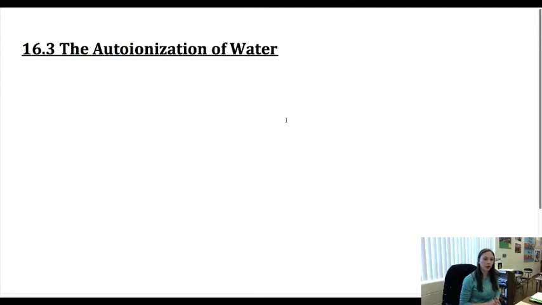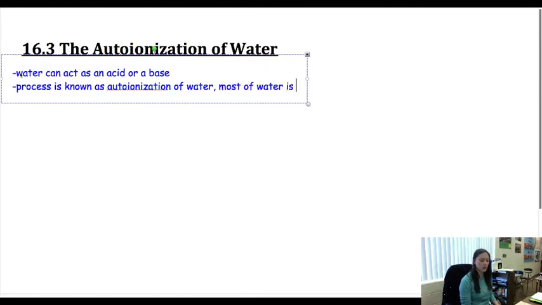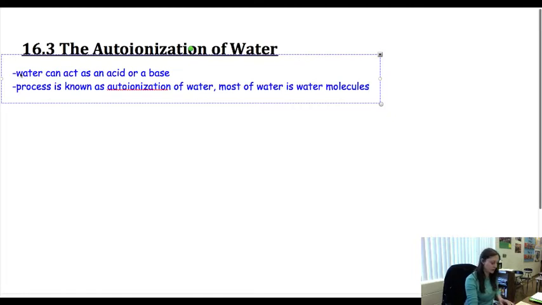Okay, in 3 and 4, now we're going to look at the autoionization of water and then the pH scale, and they kind of move hand in hand here. When we talk about the autoionization of water, that just deals with the fact that water can act as an acid or a base, and the process is known as autoionization of water. Most of water is water molecules, meaning not the right side of the equation we're going to look at in a second, but actually just the water molecules themselves.